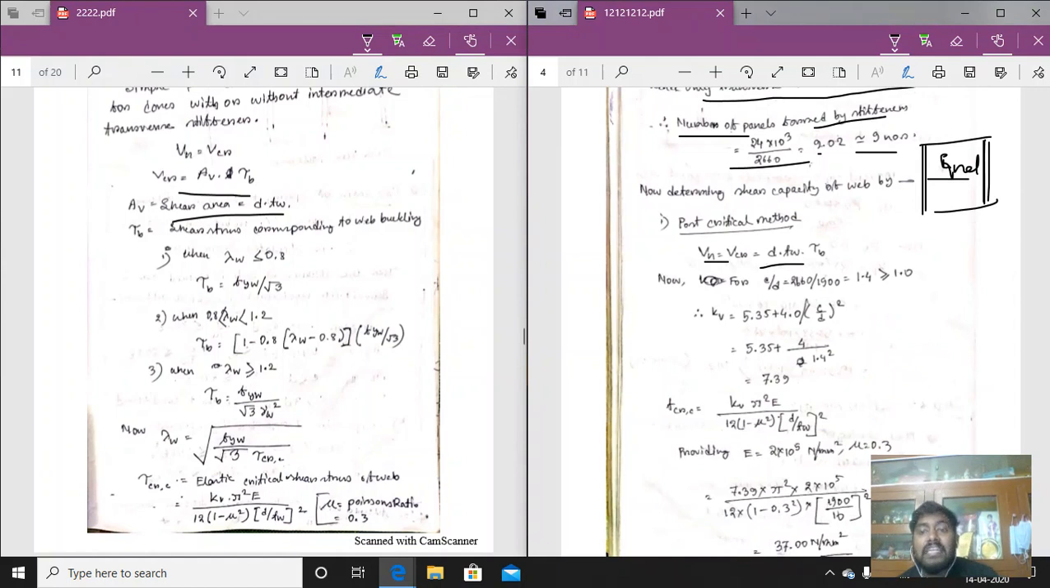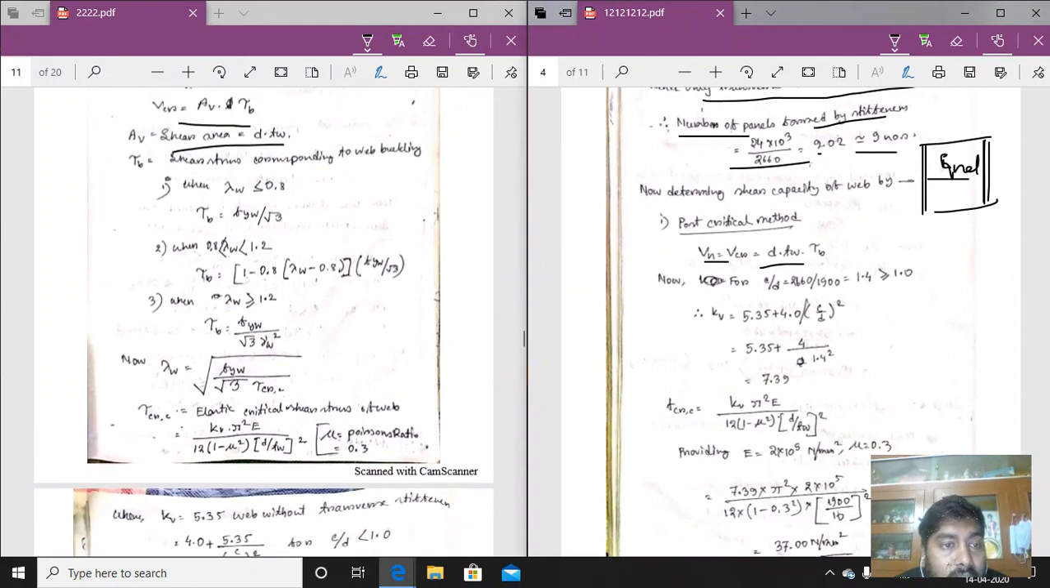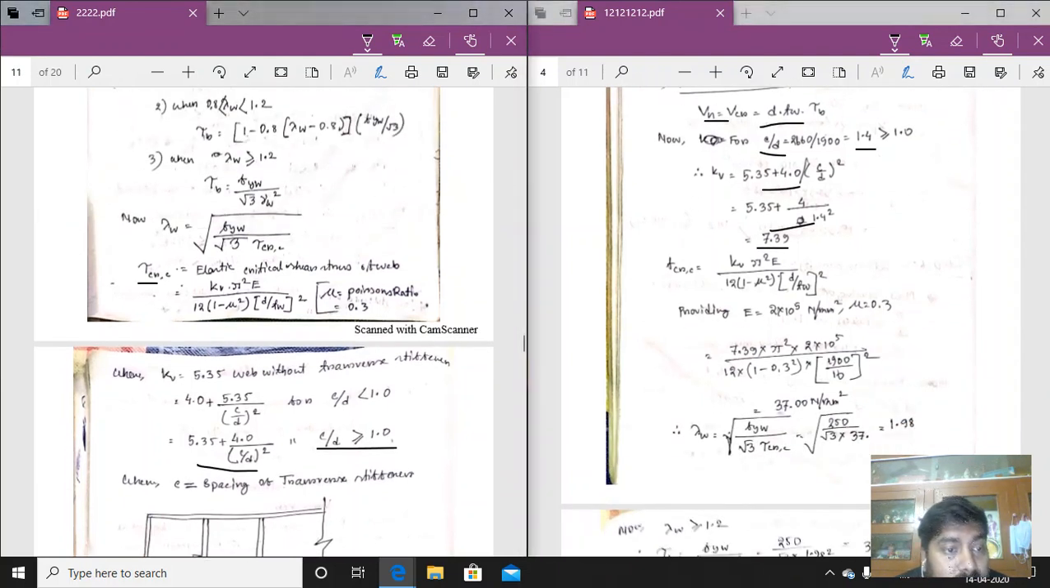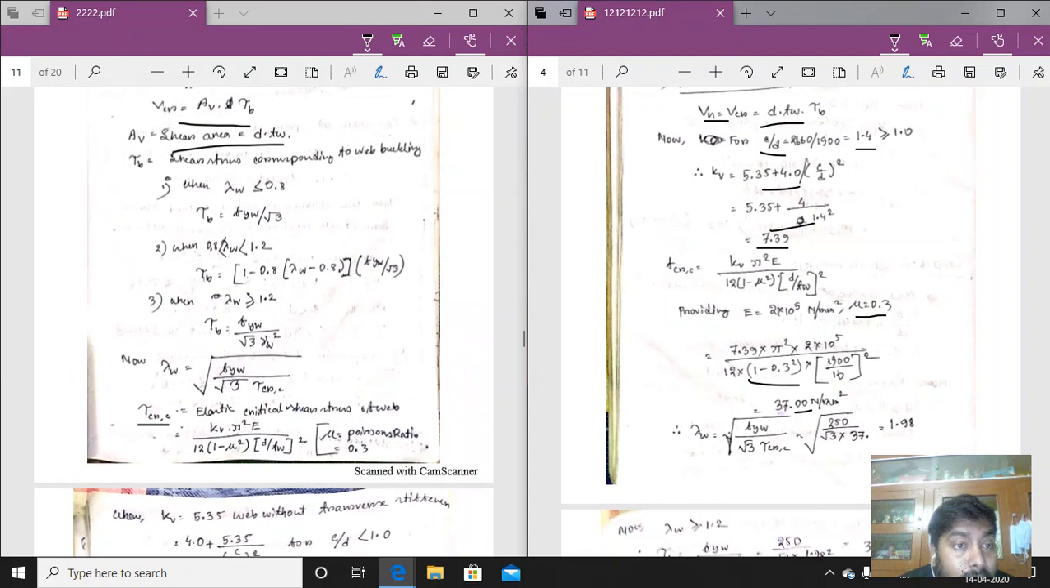Now let us see how to calculate the value of tau B, depending on all the values. First we have to calculate the kV value. For kV, the C by D ratio we are getting is 1.4, which is greater than 1.0. So we have to use that formula. Putting the values in that formula, we are getting kV equal to 7.39. Now the tau CR comma C, the elastic critical shear stress of the web, we have to calculate by that formula. Taking mu equal to 0.3, Poisson's ratio, and putting all the values here, we are getting 37.00 kilonewton per millimeter square.